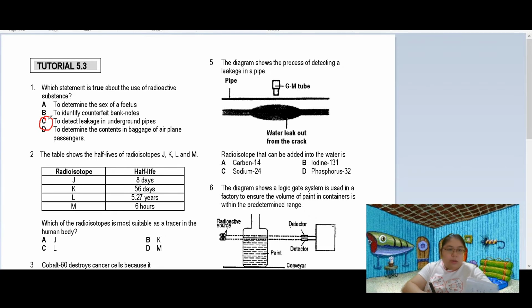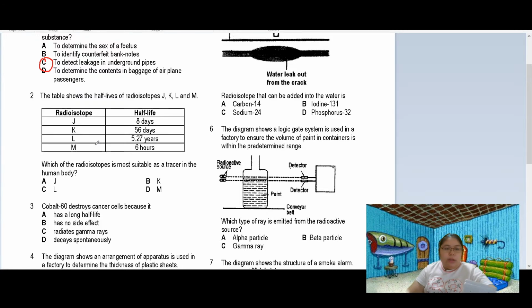Okay, the answer is C. Then we go to number 2. They give J, K, L, M. Which of the radioisotopes is the most suitable as a tracer in the human body? Remember, the half-life in the human body must be short, but not too short. If it's only minutes, you cannot detect it. So we take the shortest one here, which is M, in hours. So we take this one, M.